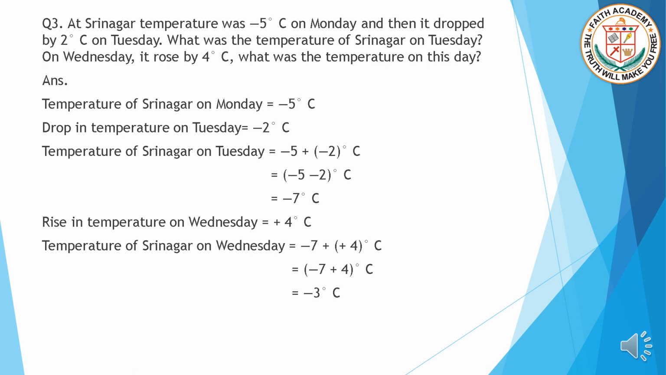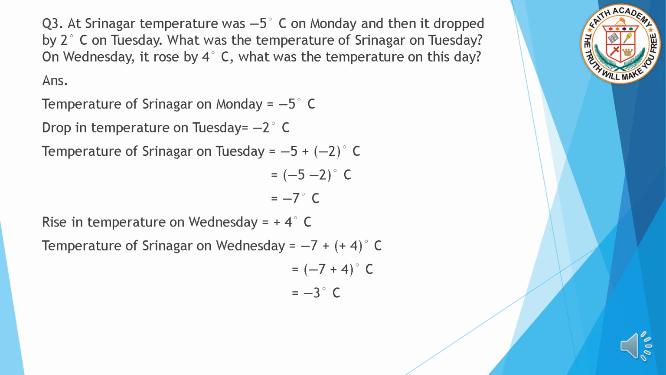So temperature of Srinagar on Tuesday, we will add up the original temperature with the drop in temperature. So -5 plus -2 degrees Celsius. Whenever two signs are coming together, we use the rule of sign. So plus minus becomes minus. -5 -2 degrees Celsius. Whenever two same signs come together, we always add the numbers up and keep the sign. That means 5 plus 2 is 7 and we keep the sign as negative.